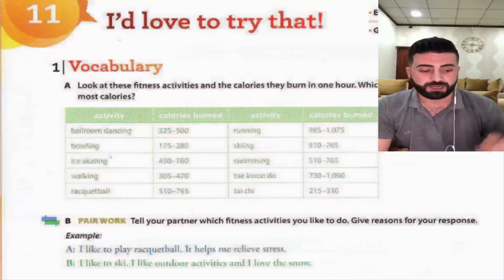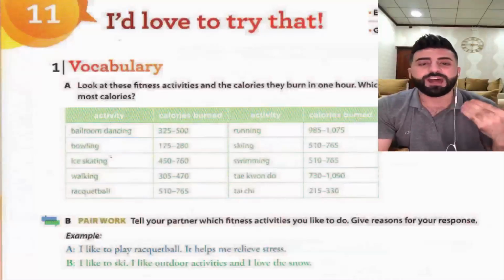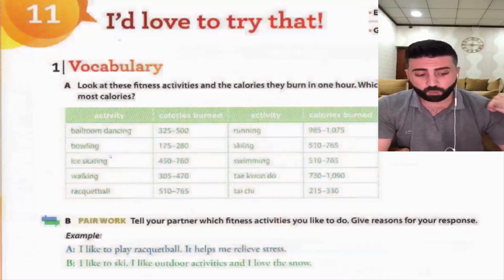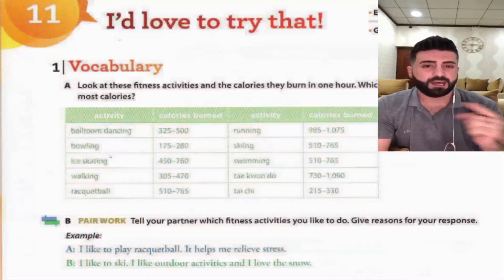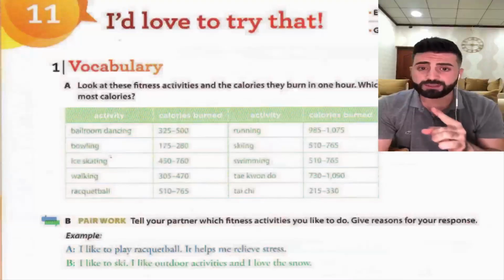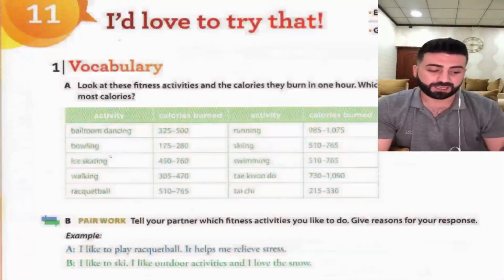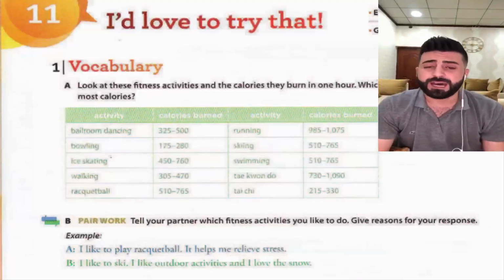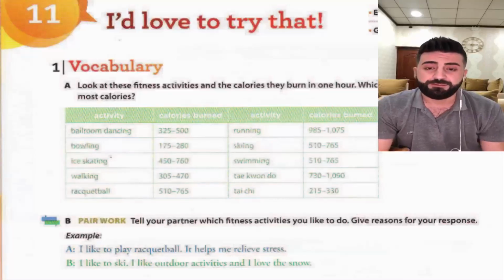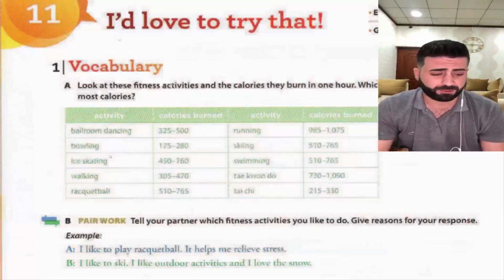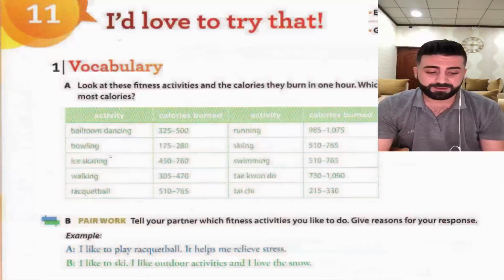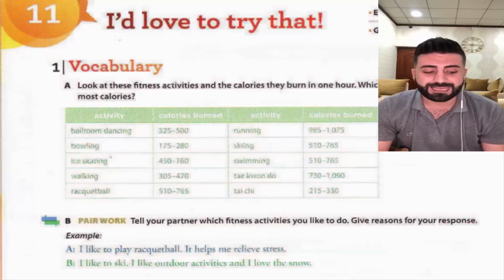985. All right, 1000, 1075. 1075. All right, easy peasy. You don't have to make it difficult for yourself. Then we have skiing.